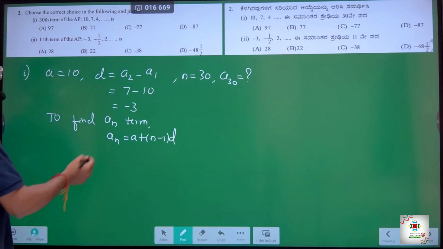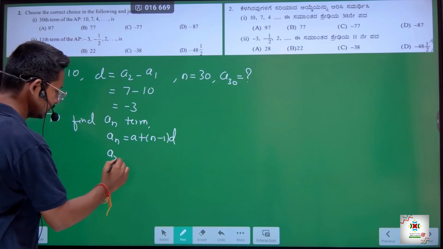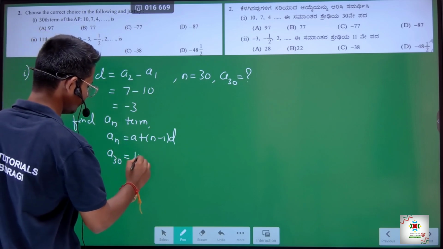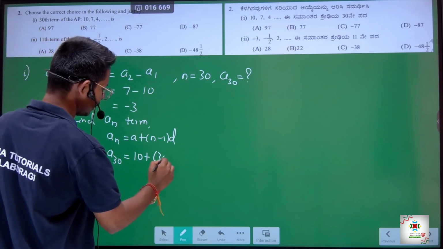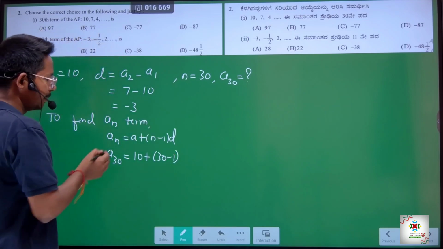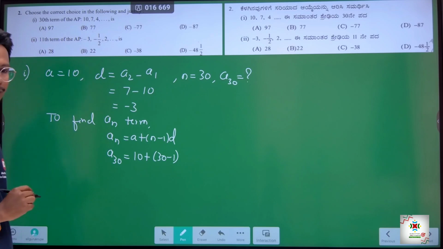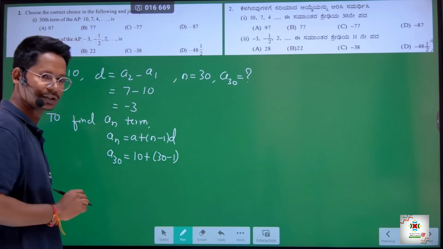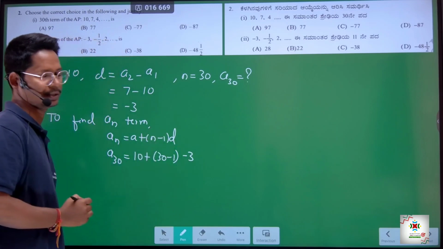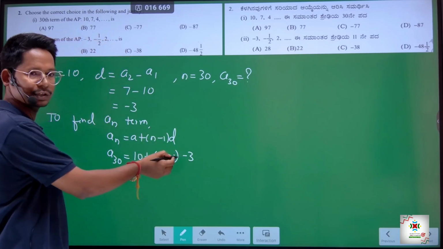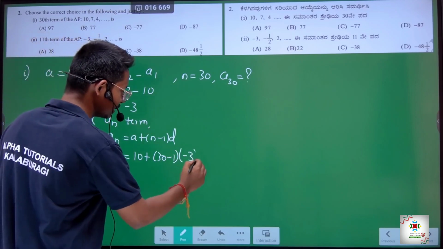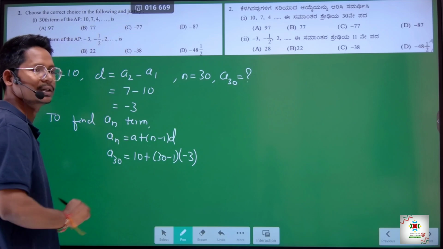An means a30 we need to find, isn't it? Now what is the a value? First term, which is 10, plus n value 30 minus 1, d value we have got minus 3. See, minus 3 is an integer and here we have multiplication. If you write just minus 3, it is going to look like a minus operation. Minus is not an arithmetic operation here, it is an integer. So you write this in brackets so that the multiplication remains.